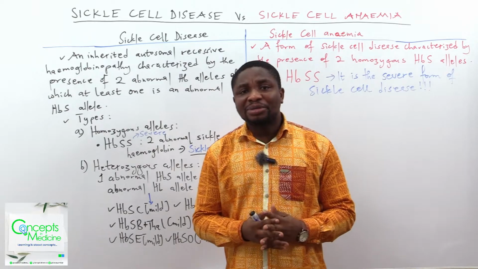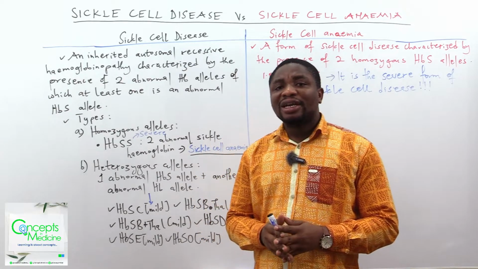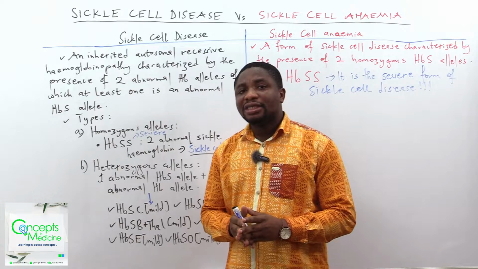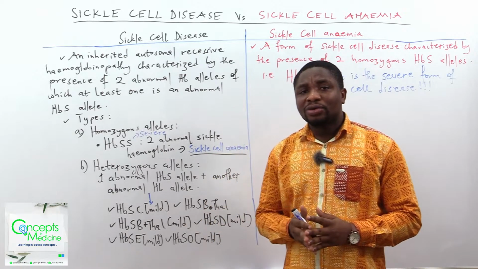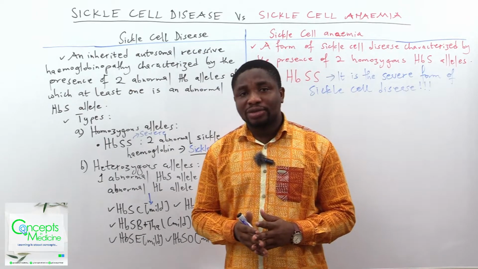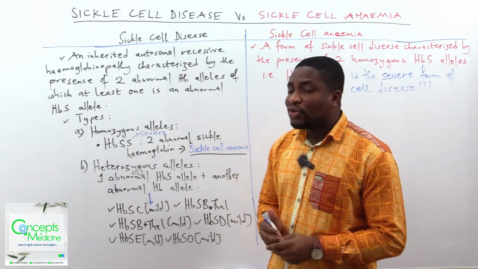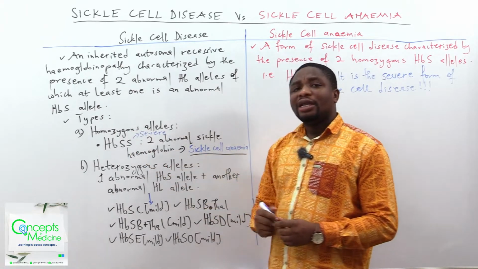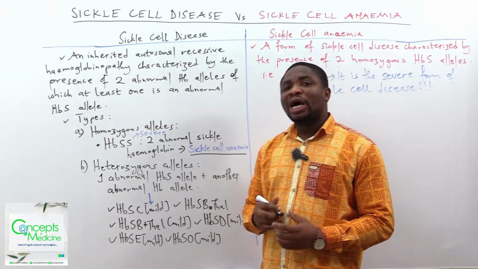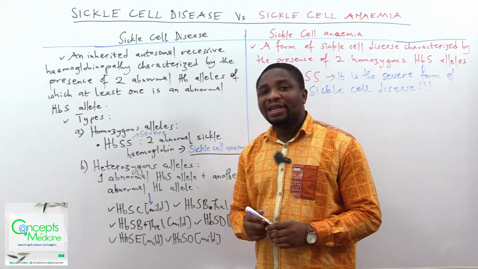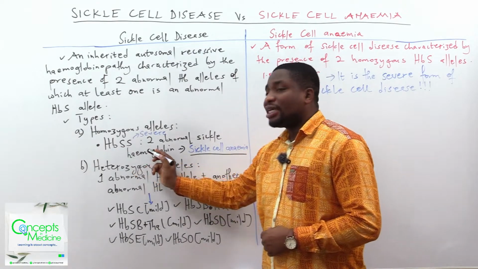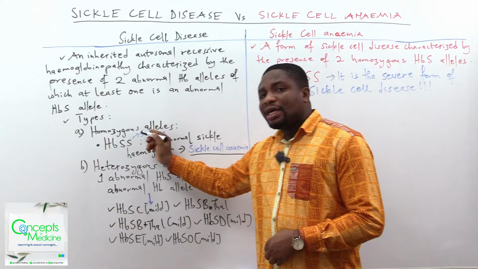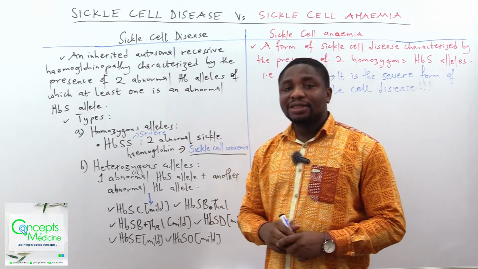Based on the types of allele present, we can classify sickle cell disease as homozygous and heterozygous. So for the homozygous, there is going to be the presence of two abnormal sickle hemoglobin alleles. That will be HBSS. And remember, HBSS is severe in presentation.